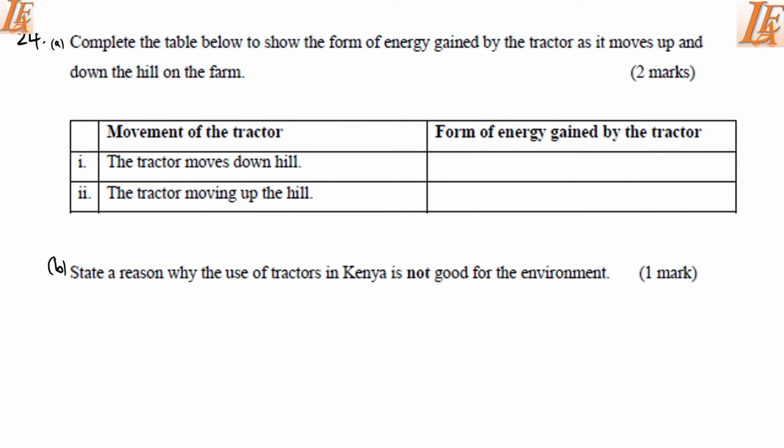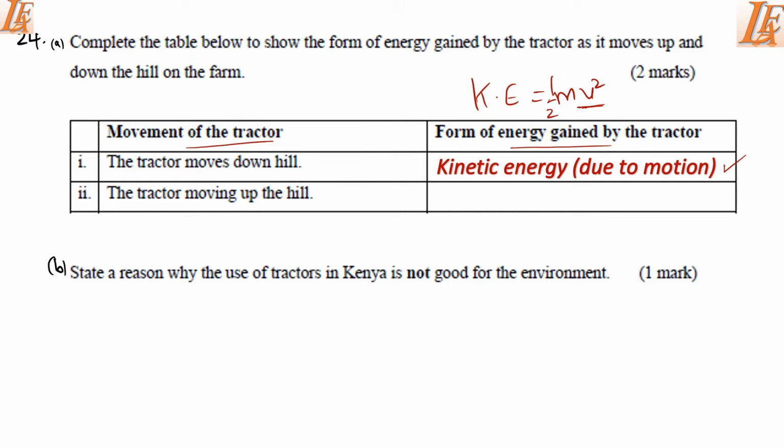Question 24. Complete the table below to show the form of energy gained by the tractor as it moves up and down the hill on the farm. So in this case, on one side we have movement of the tractor, then on the other side we have the energy gained. The first one is the tractor moving down the hill. When the tractor is moving down the hill, its velocity is increasing. Therefore, it gains kinetic energy. Kinetic energy, remember, is calculated as a half times mass times velocity squared. So if velocity is increasing down the hill, it gains kinetic energy.